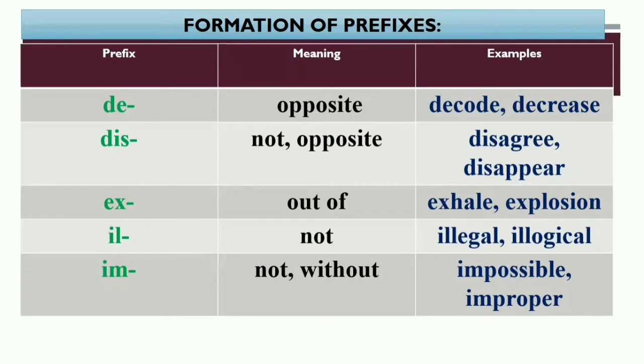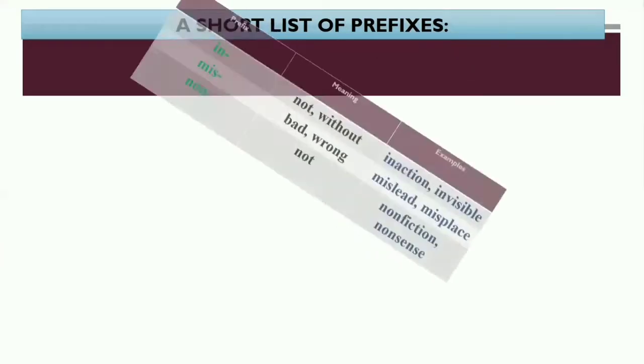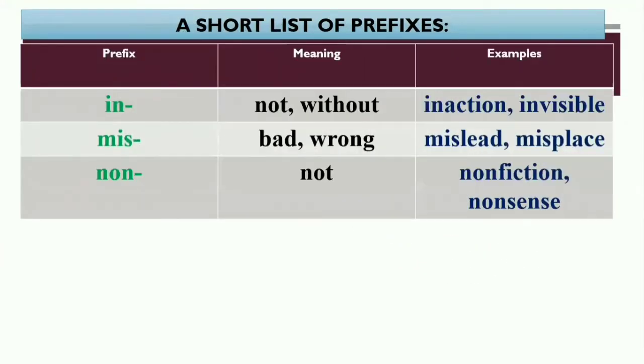Then we have got im, that means not or without. And the new word is impossible. At the very beginning of our examples, we have given the example of impossible. I think you can remember that. So now using this im, we are getting impossible and improper. Okay, dear learners, now we are going to learn some more prefixes.